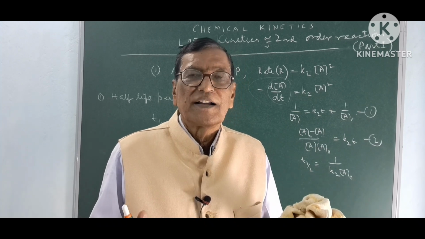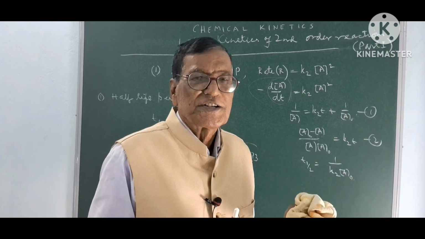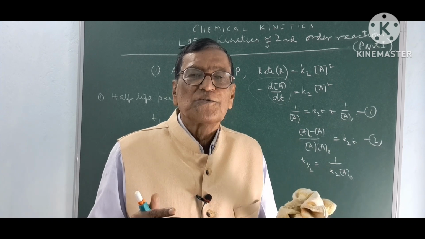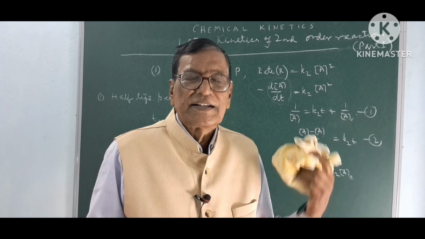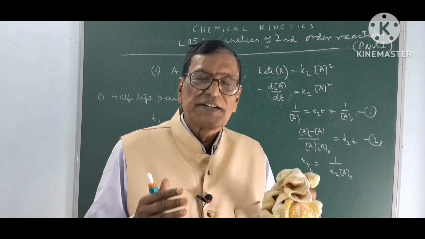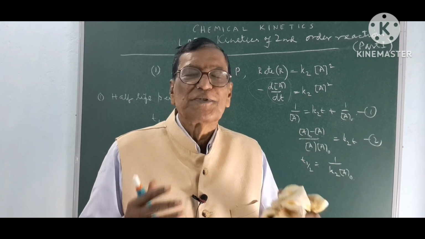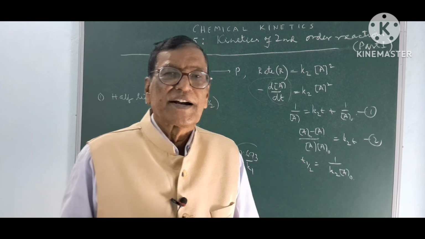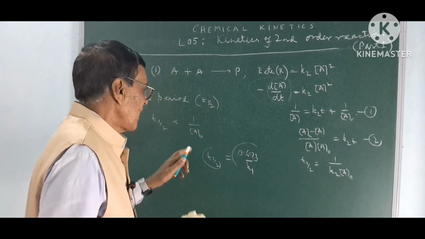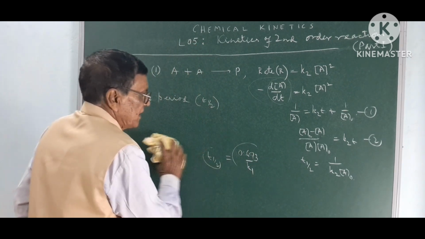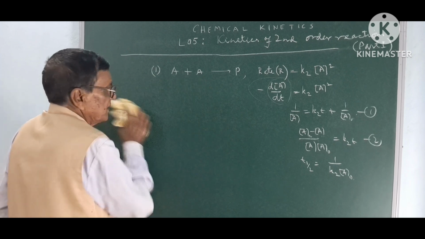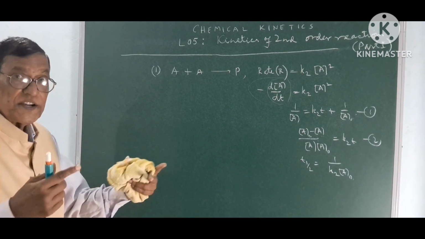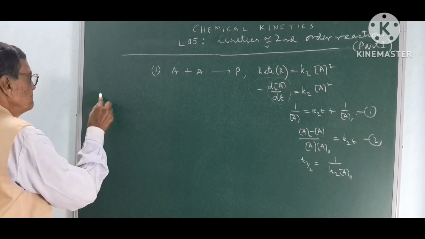In zero order, rate is independent of the concentration. In first order, rate is directly proportional to the concentration of the reactant. In second order, the rate is directly proportional to the square of the concentration of the reactant. This is why the features of half-life period have a different dependency.